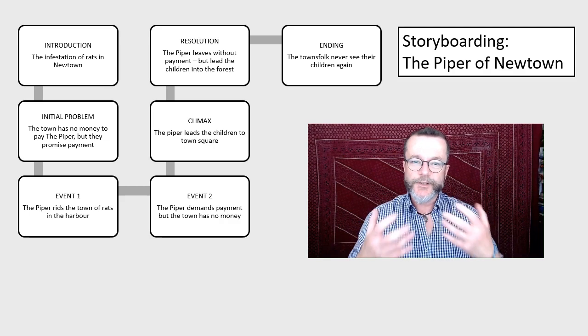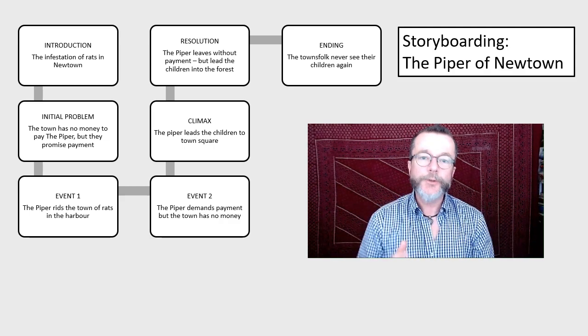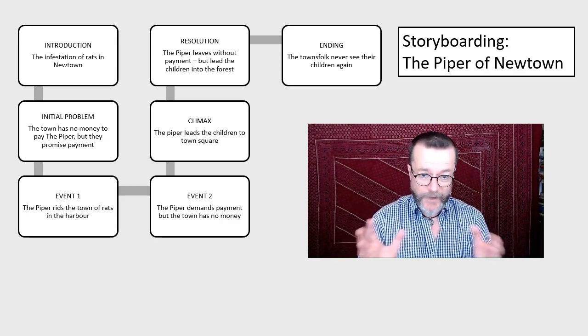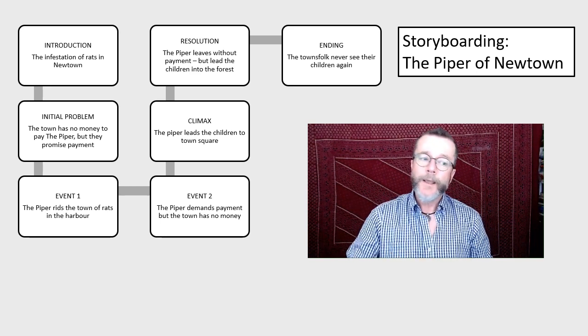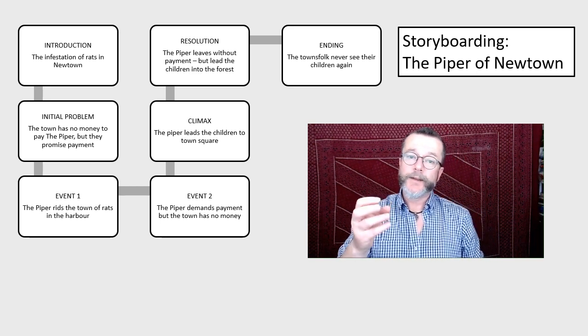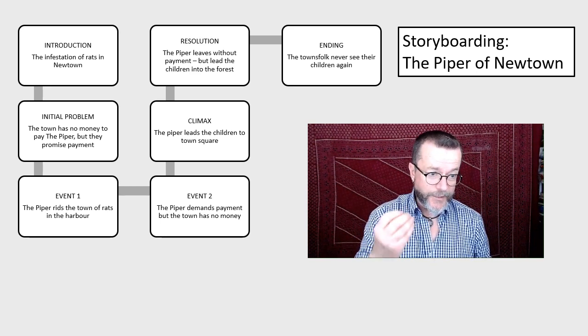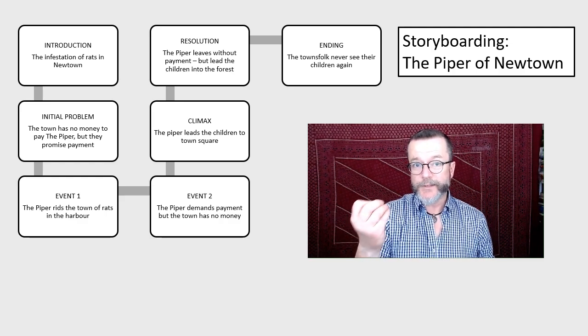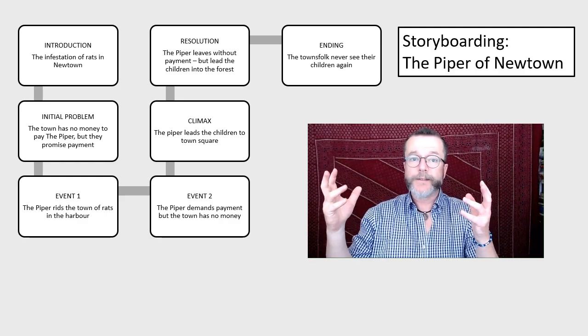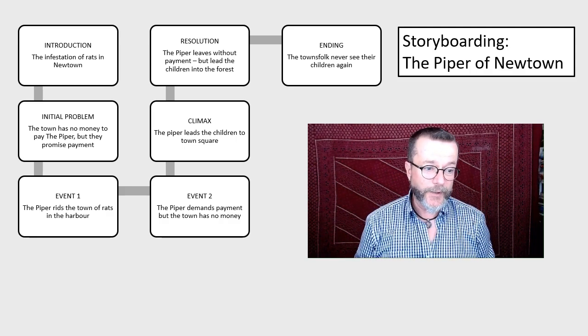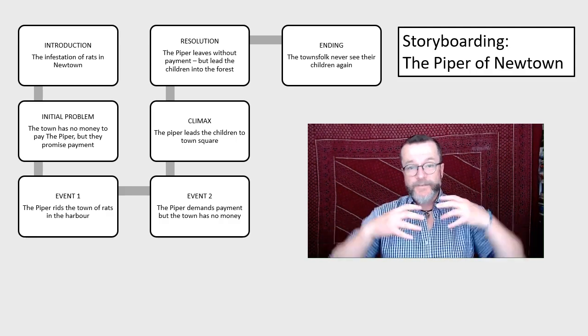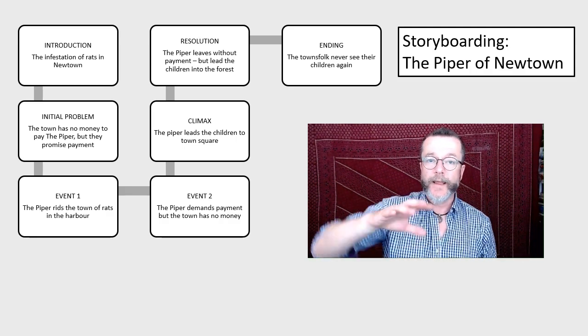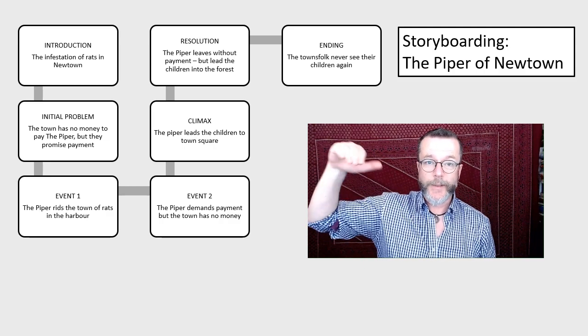You can see the introduction, where I introduce the fact that the town of Newtown is overrun with rats, as is the whole of the Isle of Wight. Then we have our initial problem: the town has no money to pay to get rid of the rats, but it promises money to the piper. And then we have the first event where the piper goes off and gets rid of the rats, and he drowns them in the harbour.